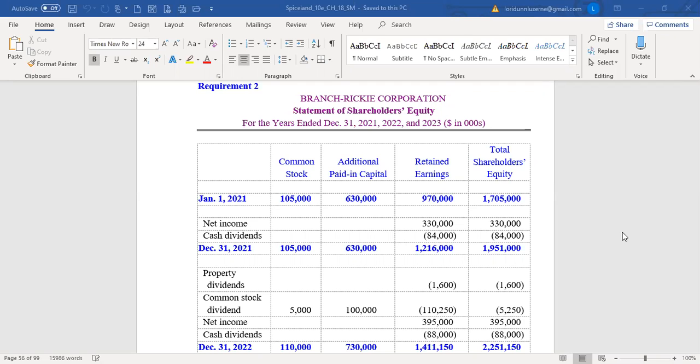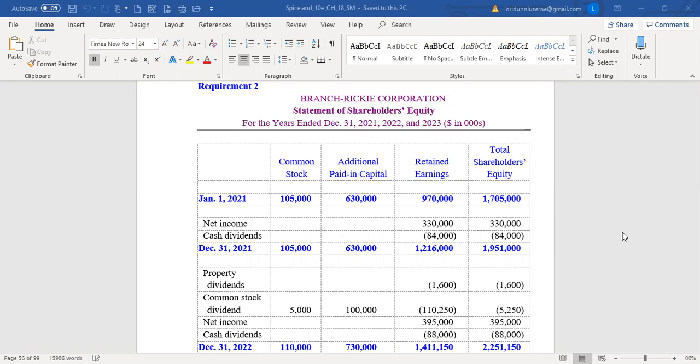So we always start with the beginning balance of each major item in our equity. This company's major items are common stock, additional paid-in capital, and retained earnings. That's the only items they have. If they had more, there would be more columns. And then we do an overall total. So there's where they started, January 1, 2021, and it's given in the book.